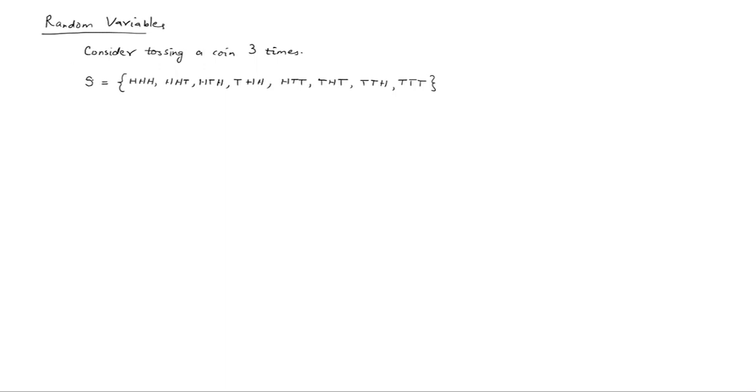Now, how many heads do you have in this outcome? In the first outcome, how many heads do you have? 3 heads. Okay. How many heads in the second outcome? 2. How many over here? 2. How many in the fourth one? 2 heads. How many heads here? 1 head. 1. How many here? 0 heads.